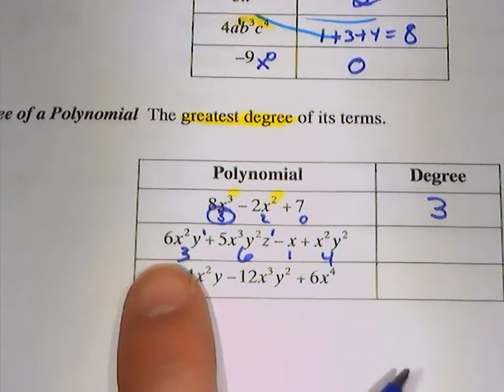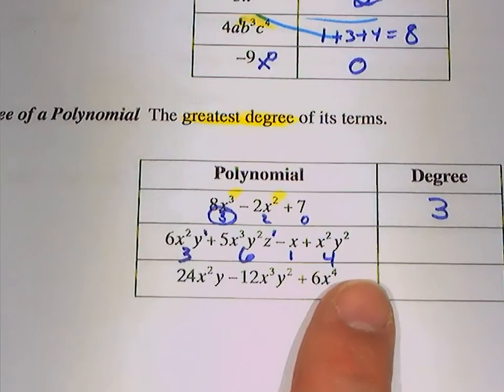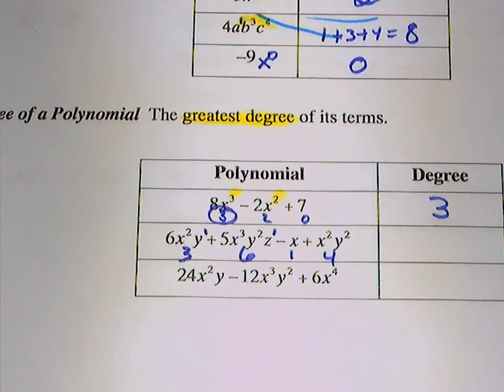Now, that's the degree of each individual monomial, right? But now they want to know what's the degree of the actual polynomial. So you look for the largest one. So Dan, what's the largest one?